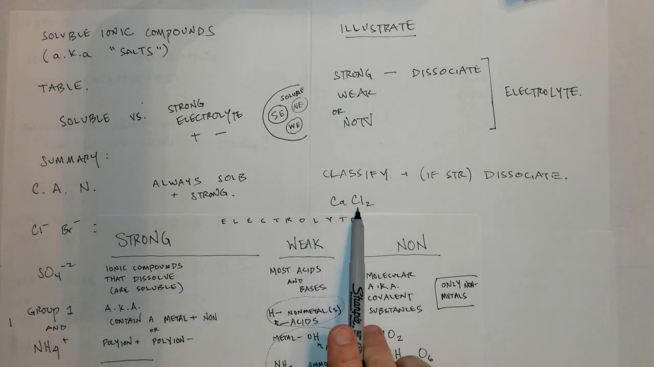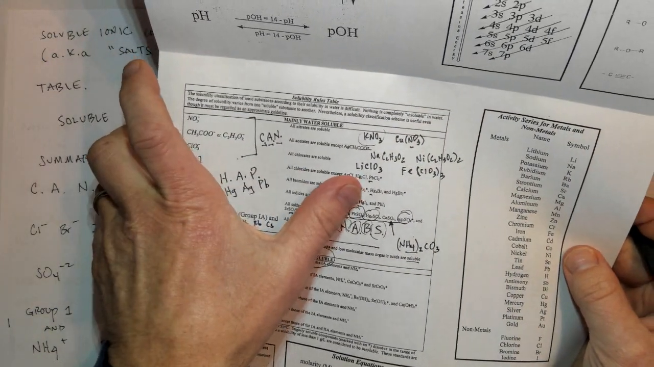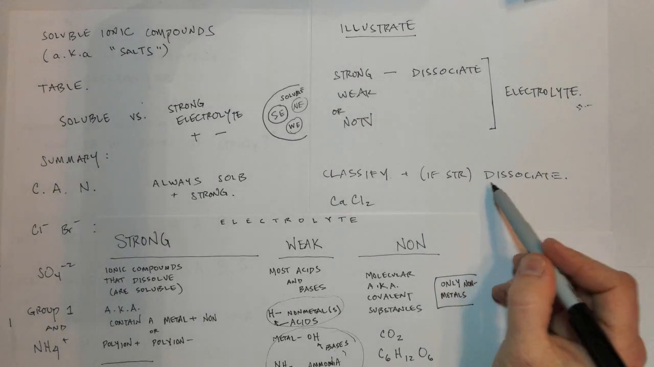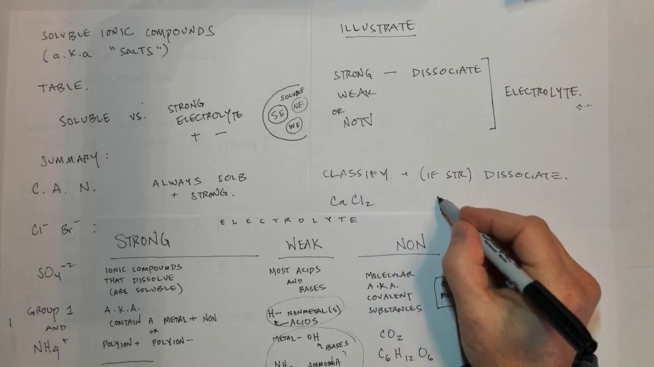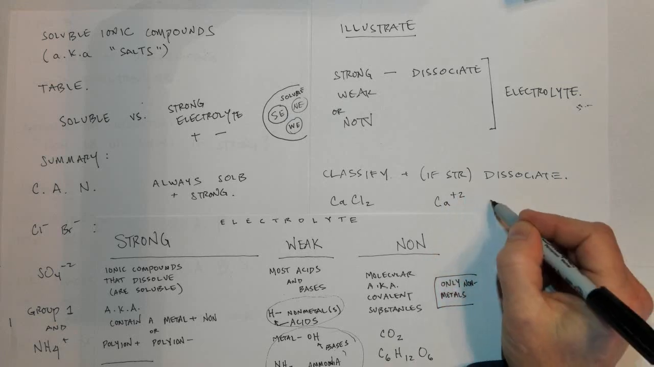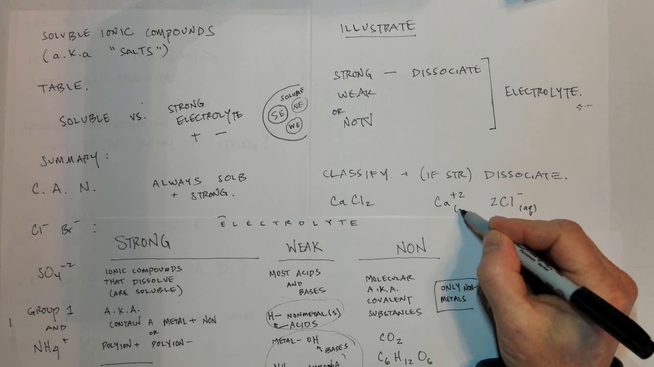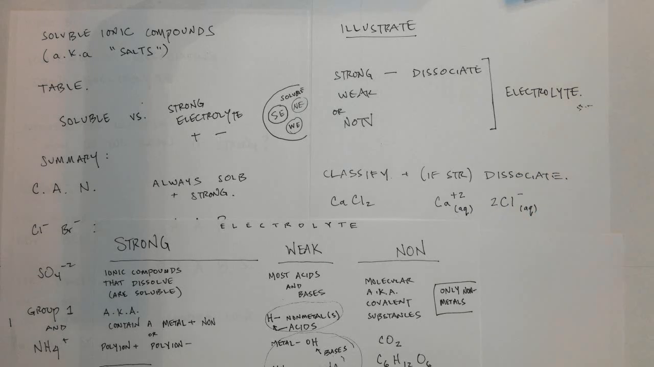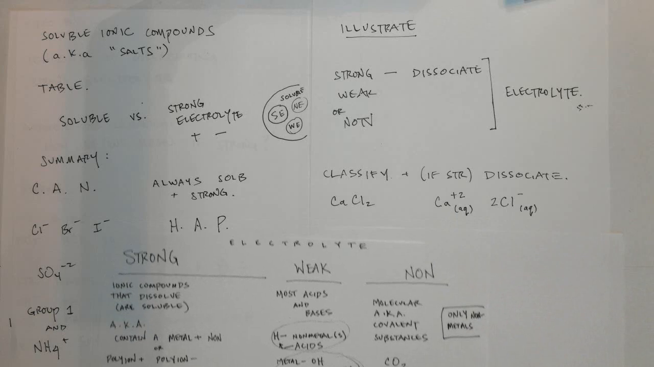Okay, chlorides. Oh yeah, chlorides right here I just learned about. They can be soluble as long as it's not silver, mercury, or lead. Oh yeah, so it is soluble, and therefore it is a strong electrolyte. So I want to illustrate this one, or write it, as Ca2+ and 2Cl-. And I could put a little aq below each one of these because they completely dissociate in water. That's how you illustrate a strong electrolyte.